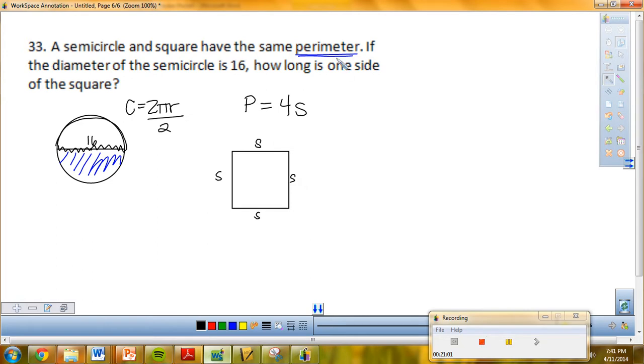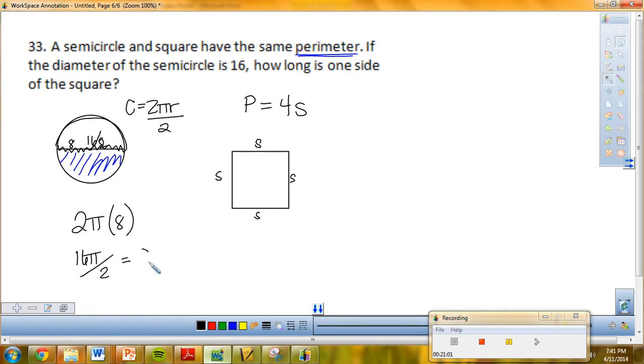All right, well, if I know that the perimeter is the same, I have to find the perimeter of this semicircle so that I can use the perimeter to find the side of the square. So I say, okay, great. Well, I know that my circumference is 2 times pi times my radius, which is 8. So my circumference is actually 16 pi. That's the whole circle. I only want half of it.